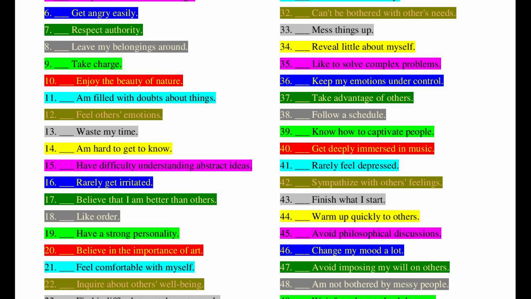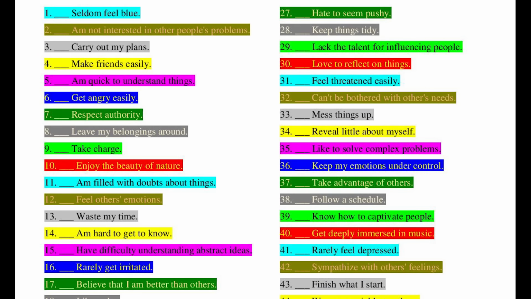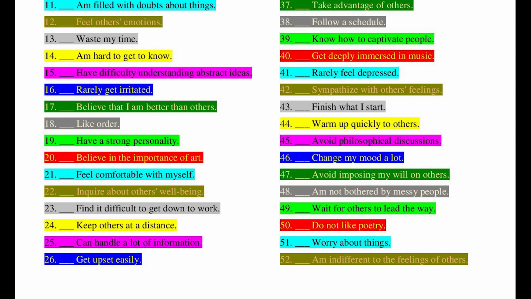Rarely, let's see. Feel others' emotions. Compassion. Inquire about others' well-being. Compassion. Can't be bothered with others' needs. Take advantage of others. That's disagreeable, obviously. Sympathize with others' feelings. Avoid imposing my will on others. Wait for others to lead the way. Okay, I think all of those were associated with trait agreeableness or disagreeableness.